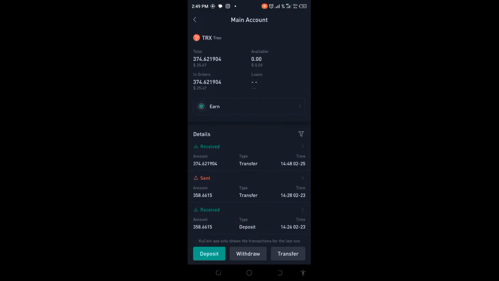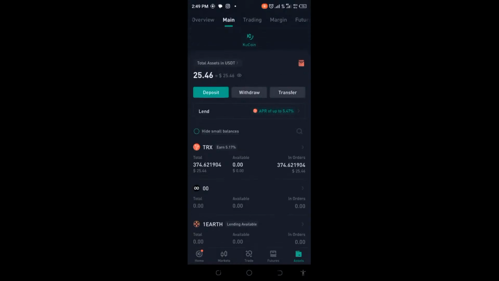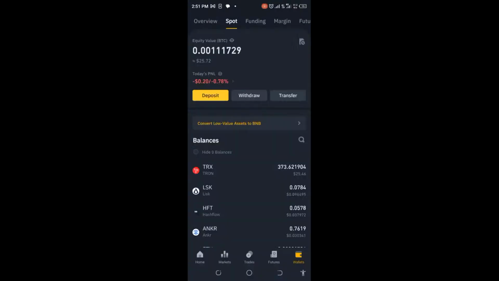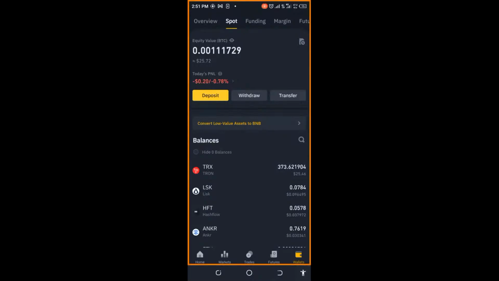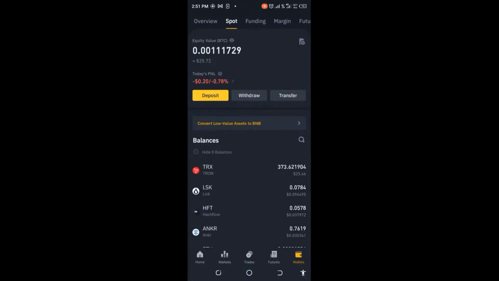That's what we are waiting for. Okay, let me be sure that it's still waiting for it to move. Once it arrives in Binance, I'll give you the results. See you shortly. Okay, so the TRX has arrived. The value is saying 25.46. Let's go and check how this goes.